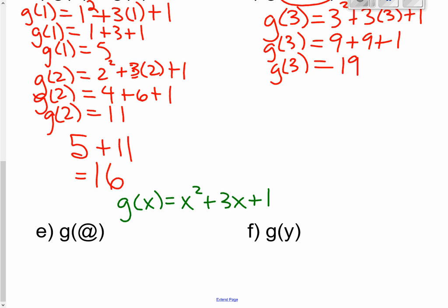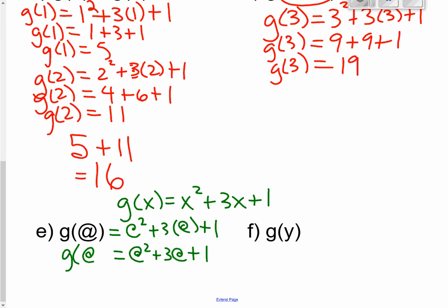But all I really want you to realize is that it means wherever there is an x, we are going to input an @ symbol. So I'm going to go @ squared plus 3 times @ plus 1, and that's it. g of @ is equal to @ squared plus 3@ plus 1. So strange. We can't simplify it. We can't do anything else with it.